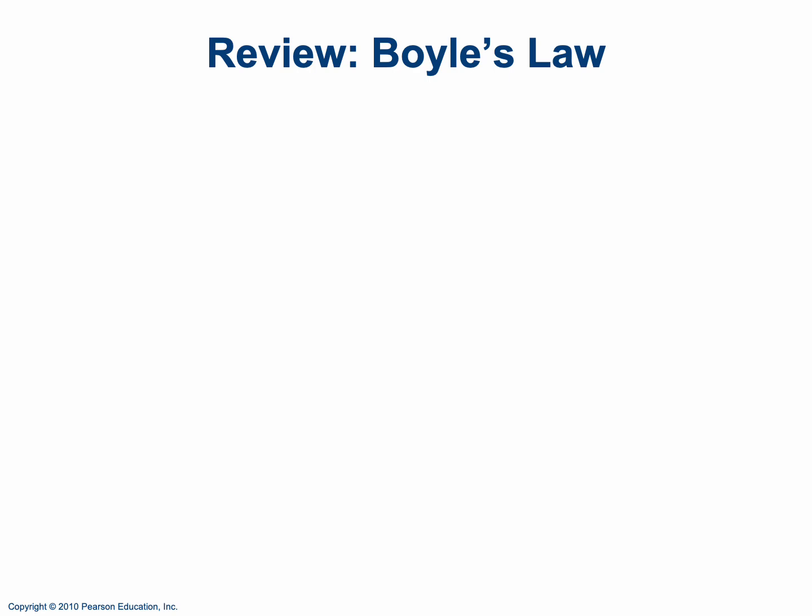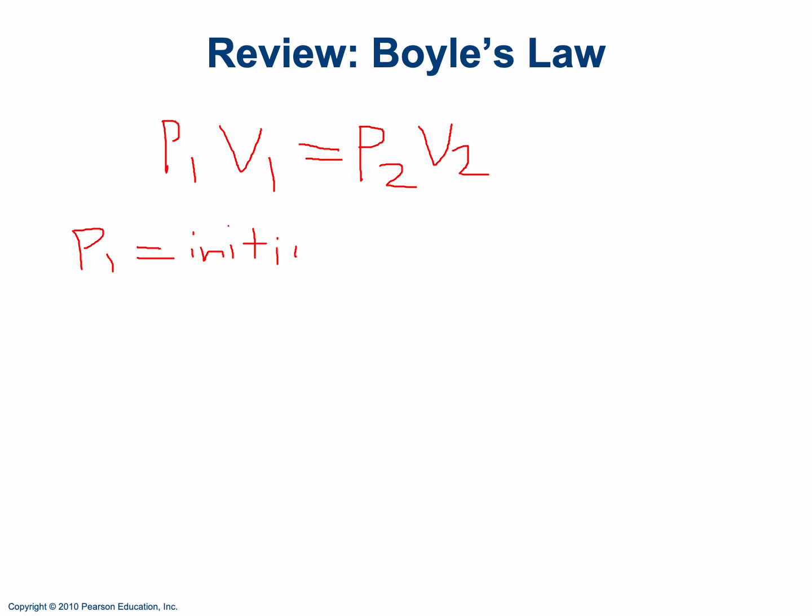All right, so Boyle's Law, again, that's P1 V1 is equal to P2 V2. And again, what do these variables mean, right? So the P1 is referring to that initial pressure. Okay? So initial pressure.